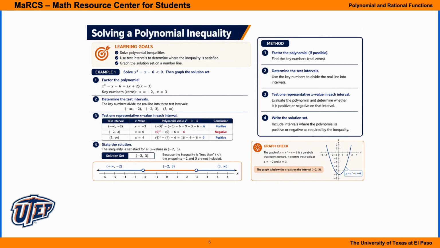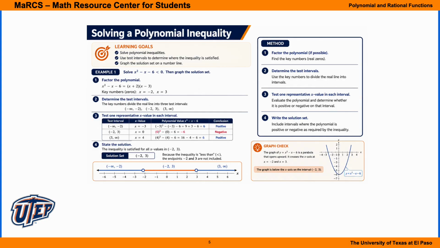Now this is an example for graphing the solution set. So we are told to solve x squared minus x minus 6 less than 0 and to graph the solution set. So first we factor the polynomial x squared minus x minus 6. So that'll be (x plus 2) times (x minus 3). So then we set each of those portions equal to 0. So x plus 2 equal to 0 will imply that x is equal to negative 2. And x minus 3 equal to 0 will imply that x is equal to 3.